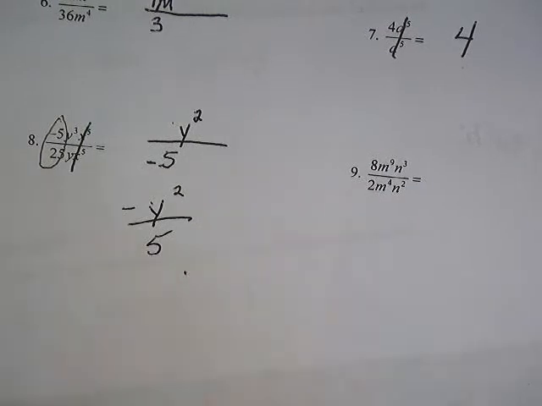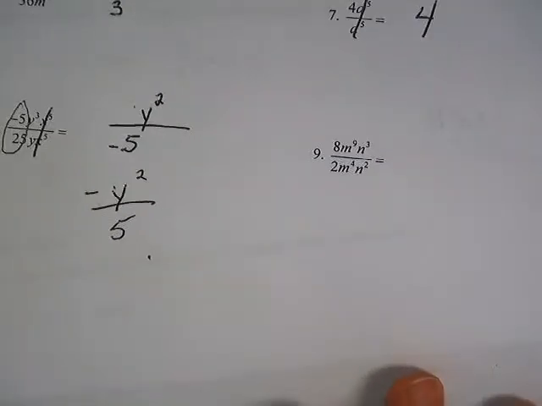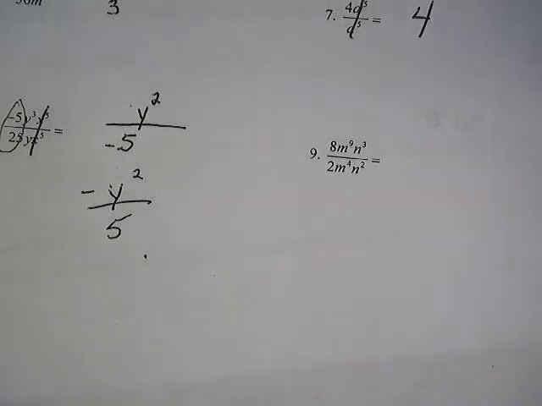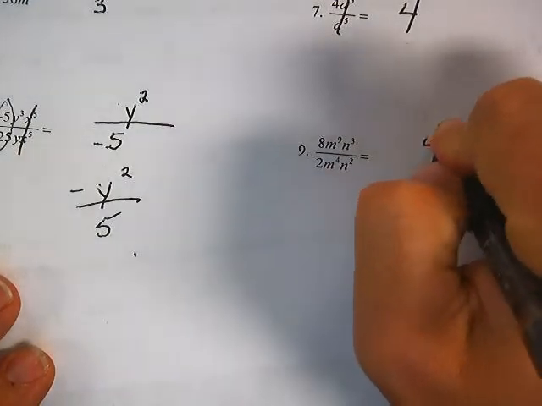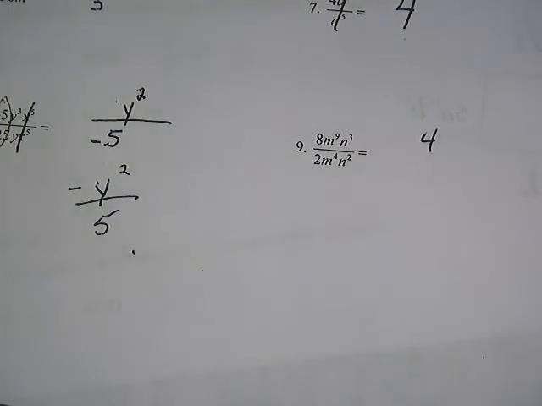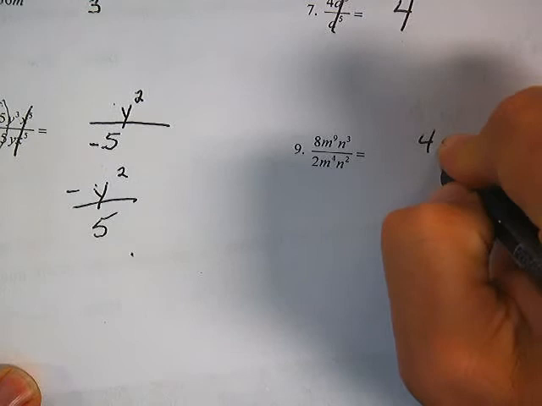Okay, and the last one. Okay. Now, deal with the coefficients. Where is it larger, on top or bottom? Top, so it's going to stay on top. What's 8 divided by 2? 4. Where's the m larger, on top or bottom? Top. Subtract the exponents. How many m's do we have left?